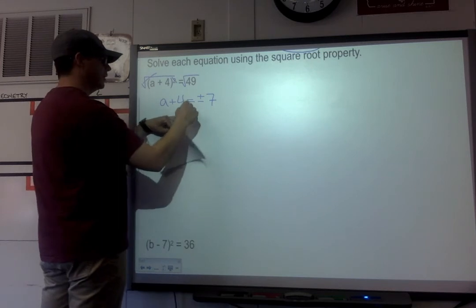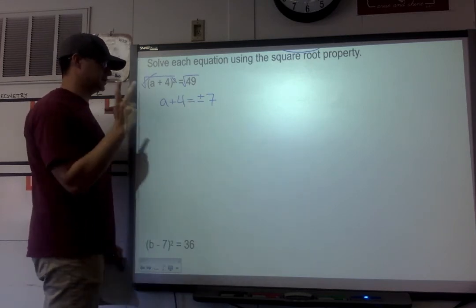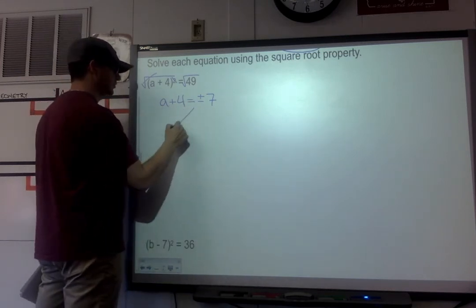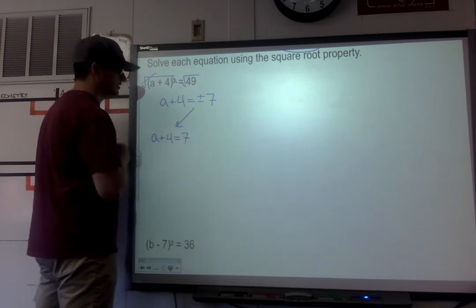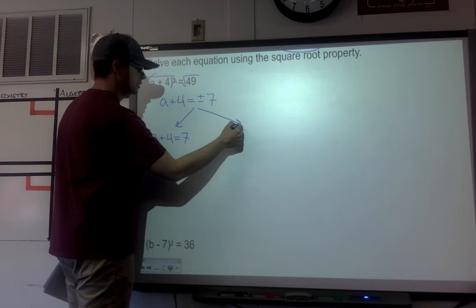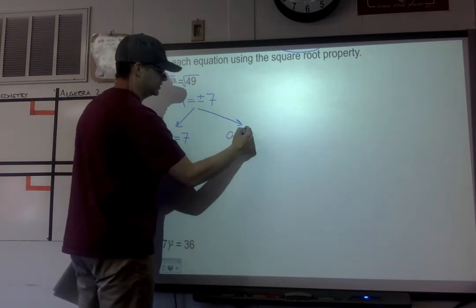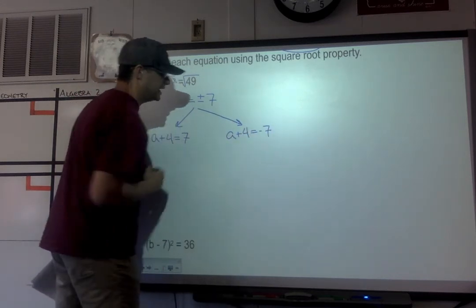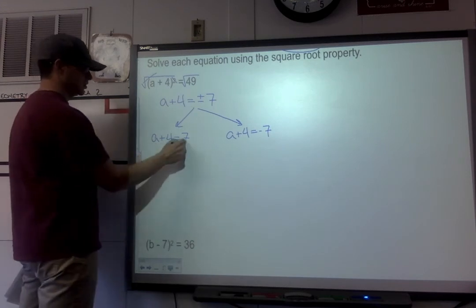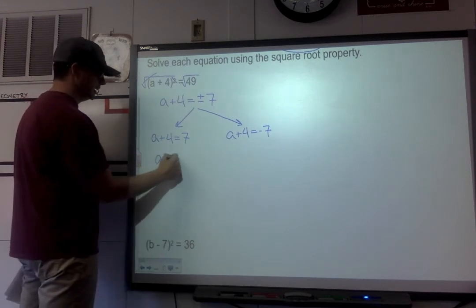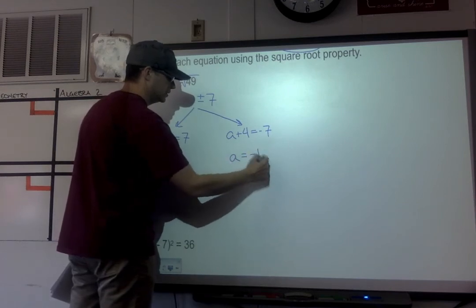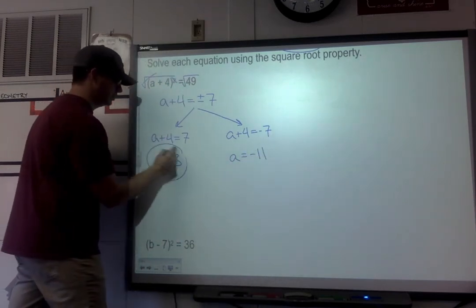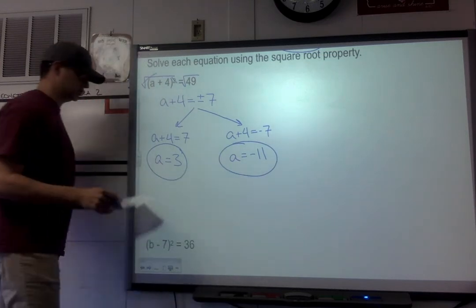So now I'm going to take this and I'm going to break it up into two equations that I'm going to solve. My first one will be a plus 4 equals positive 7. My second one, a plus 4 equals negative 7. Subtract my 4 over, and I get a equals 3, and a equals negative 11. So those would be my two solutions there.